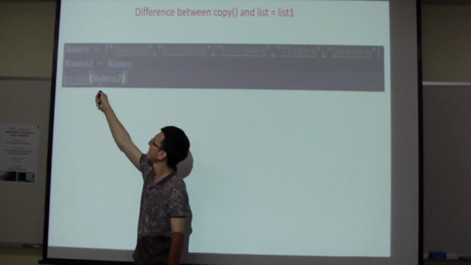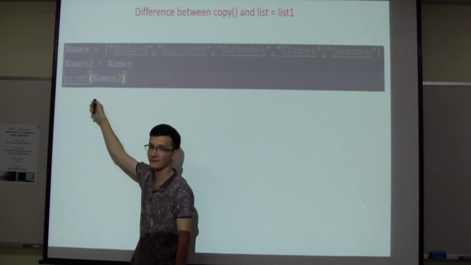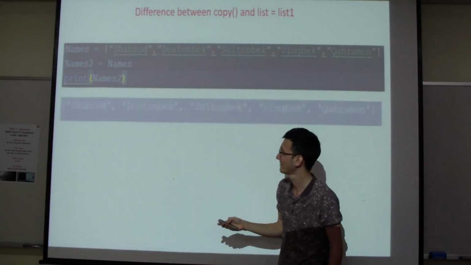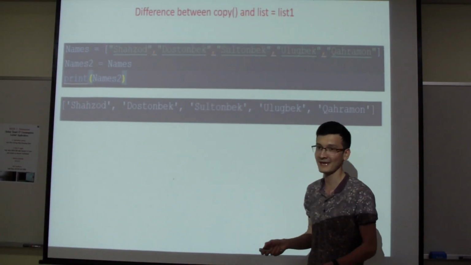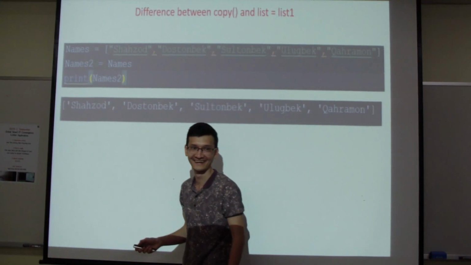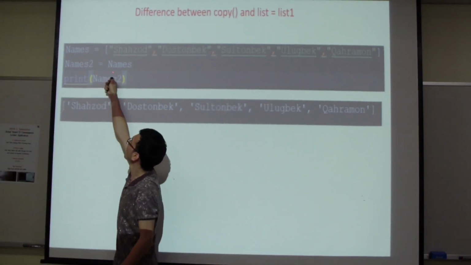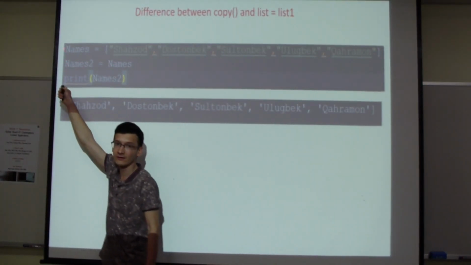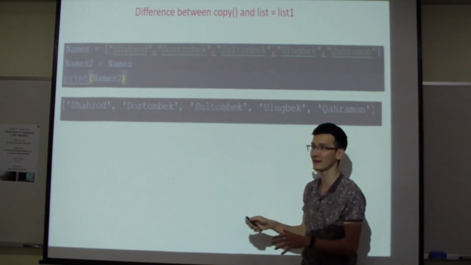And we are printing what? Names to our new list. If we print, what kind of result will we have? The same: Shahzad, Dostanbek, Sultanbek, Ulubek, Kahraman. Yes, the same, because this variable took the values of this list and now this variable became a list. So now they both have the same values.